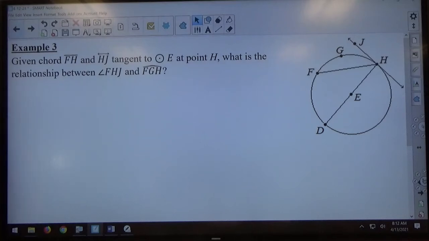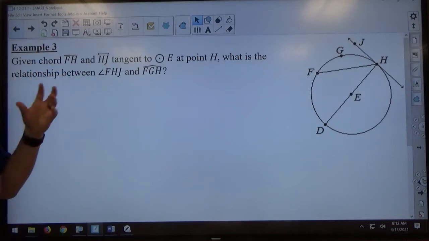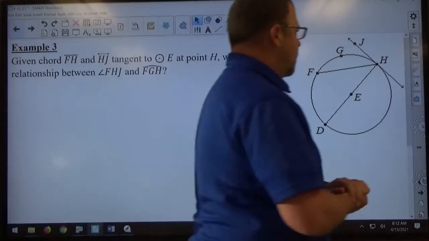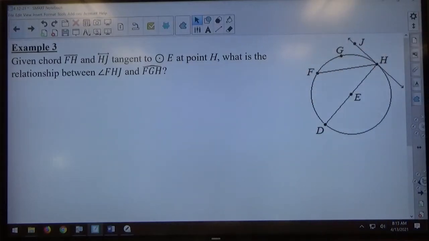All right, if we take a look at example 3, we have a chord FH and line HJ, which is tangent to circle E at point H. We're given a lot of stuff condensed into one little statement there. But recall that a chord is a segment that attaches from the edge of the circle across the circle to the other edge of the circle, not necessarily through the center. So FH is a chord, not a diameter.